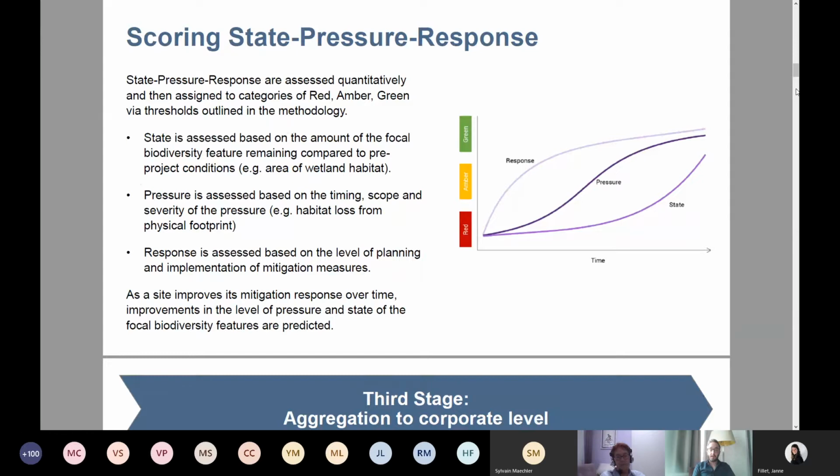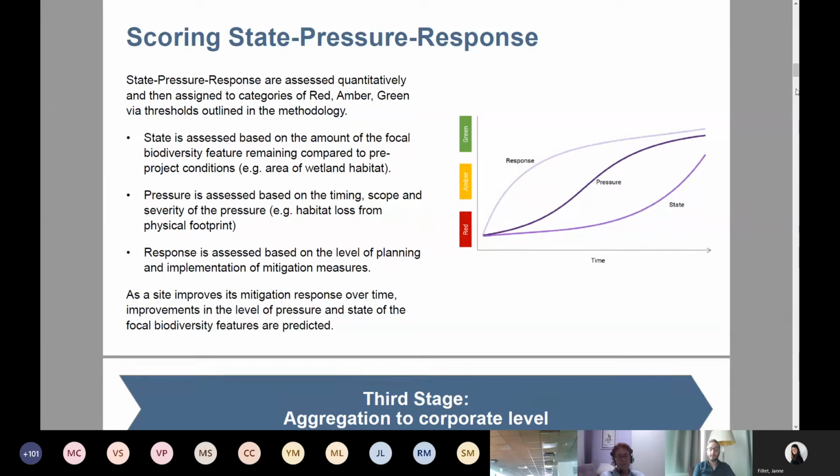So as I mentioned, we look at this on a state pressure response framework. This framework is a widely accepted framework, not only within conservation, but also within business. And what we're looking to do is see shifts from the red scoring for state pressure and response up towards the green. So for example, for state, we will assess this based on the amount of the focal biodiversity feature remaining compared to pre-project conditions. So for example, if the feature is wetland habitat, then we may measure the area of wetland habitat remaining compared to the amount that was present immediately prior to the project beginning at that site.